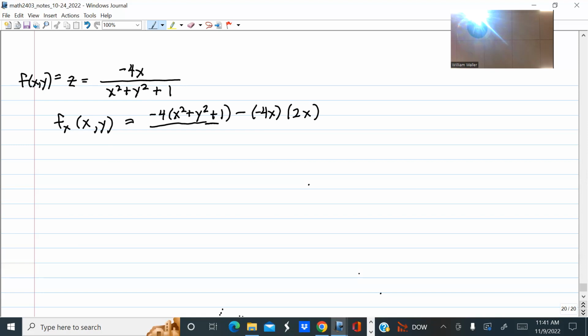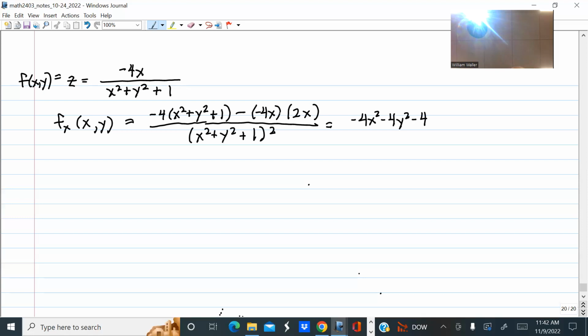Of course, the bad thing about the quotient rule is that in the denominator you take the denominator of the original function and square it. So that does give you an ugly expression for the derivative. Well, what can you do? It is what it is. So let's simplify this a little bit. Let's see what we have here. We have minus 4x squared minus 4y squared minus 4.